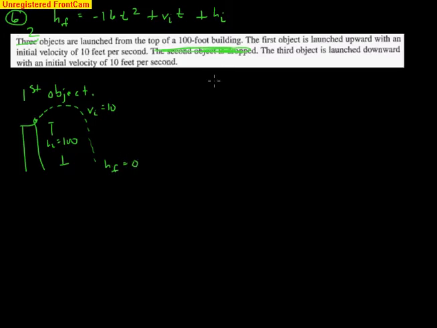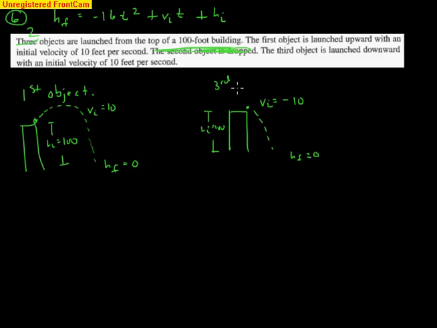All right. Our third object, same thing. So its initial height is 100. But this guy is thrown downward. Now when you throw an object downward, your initial velocity going down is negative. Okay, and it's still 10 feet per second. And again, we want to know when it hits the ground. So when is your final height? 0. So here's the two setups. The only thing that's different is the initial velocities.